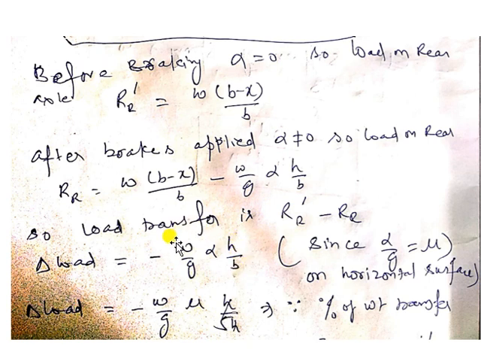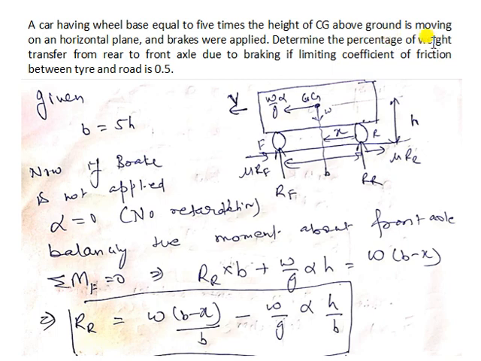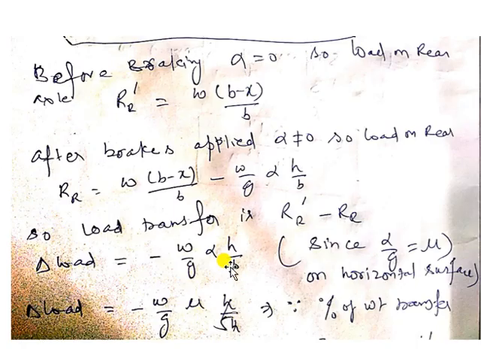W by g is mass, and we need to calculate weight transfer, so you can ignore this g value also. We need to calculate the percentage of weight transfer as given in the question. So here we have got this expression W by g, alpha, h by b.